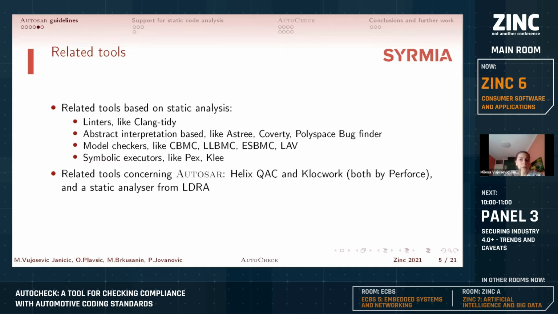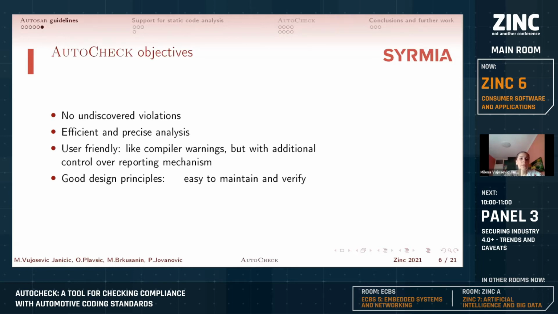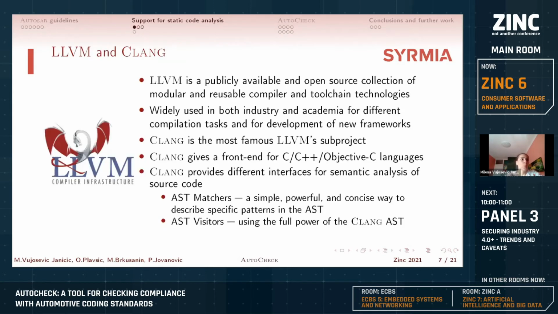Our objective is to have no undiscovered violations, to have efficient and precise analysis, as we have 340 rules that can be automated. It is very important to be a user-friendly tool and to have usage like in a compiler, like compiler warnings, but with additional control over the reporting mechanism.